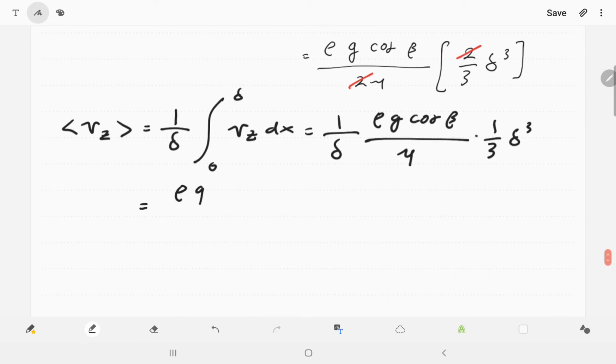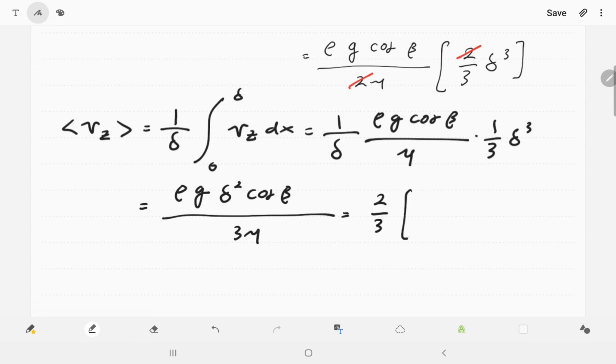Okay, this will be equal to rho g cos beta over 3 mu, or we can also express this in terms of the Vz max. Okay, this will be equal to rho g this cos beta divided by 2 mu.